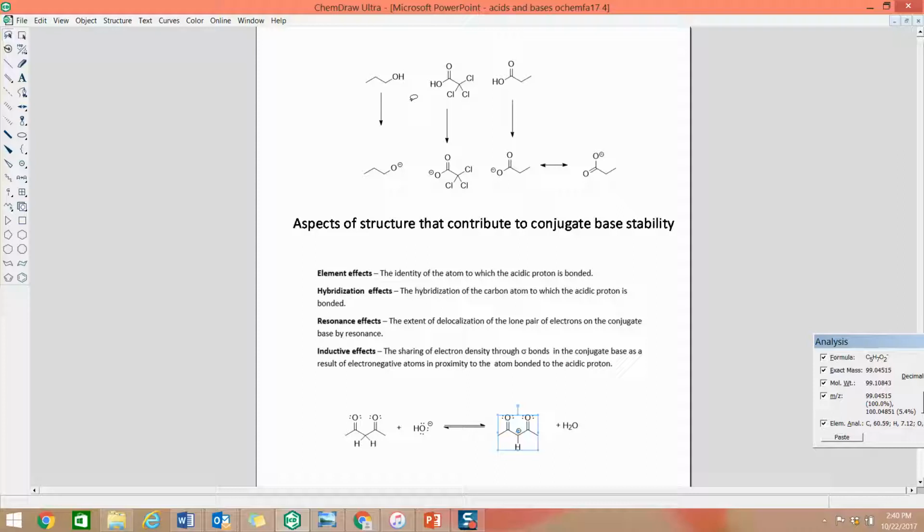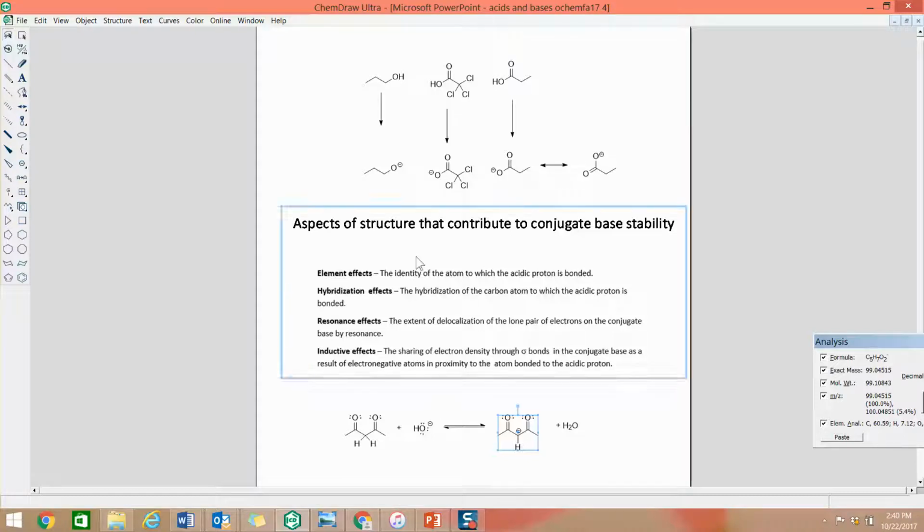But in order to actually argue the order of acidity, where this alcohol is the least acidic and the one right next to it is the most acidic, you have to draw the conjugate base. And so here are the conjugate bases of those three structures, with that proton removed by some base, which isn't shown.